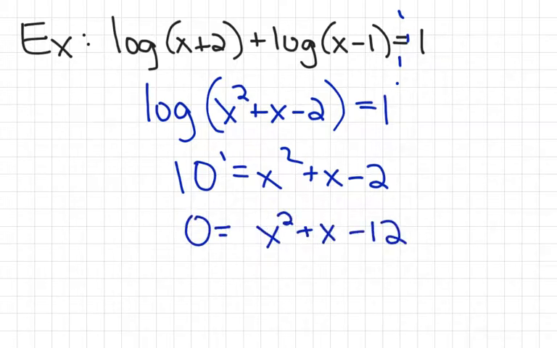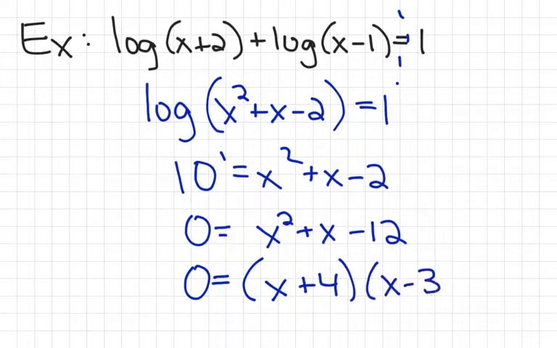Now you have 2 choices. You can either graph this quadratic and find where it touches the x-axis. That's one way of finding the solutions. Or, for the purpose of this video, I'm going to factor it. The 2 numbers that multiply to give you negative 12, but add to give you 1, are 4 and negative 3. So x must equal negative 4 and positive 3.